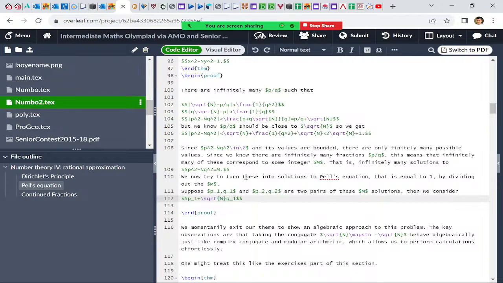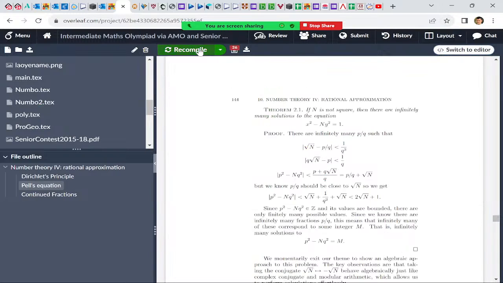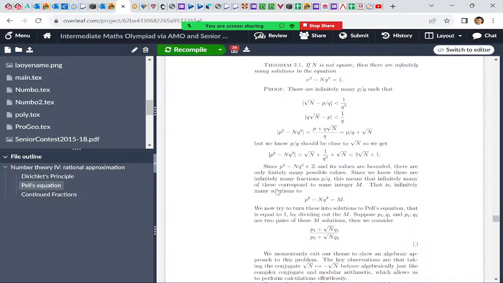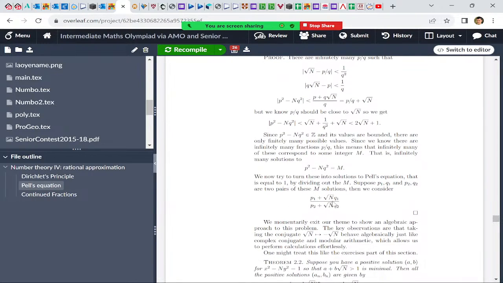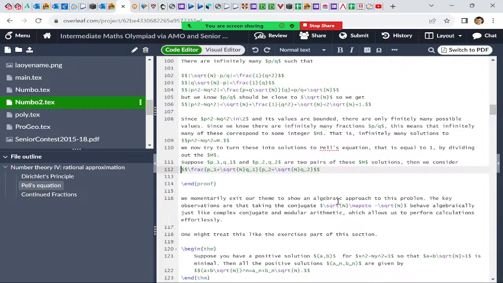So Q1, Q2. So try to consider this thing and try to turn it into a solution. You understand? So the idea is because this one equals m and this one equals m, when you cancel them out, it should equal 1, right? So the problem is, are you allowed to cancel out? Okay. So what does this actually equal to?